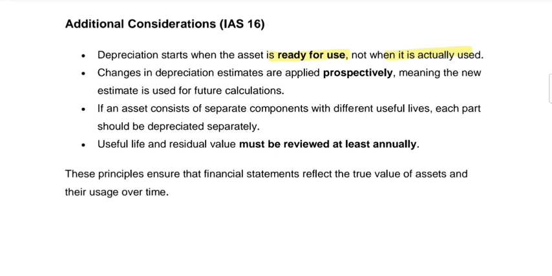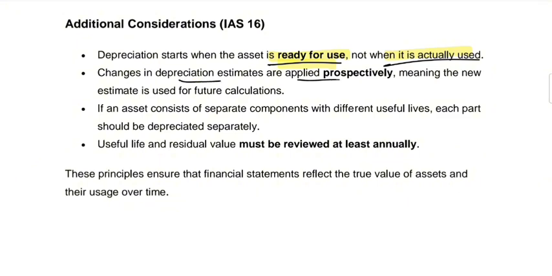But IAS 16 says that, look, even if the asset is not in use, you must start charging depreciation when the asset is ready for use. So even if the asset is not being used currently, but it is ready to be used and it is sitting in your storage facility or warehouse or wherever, you must start charging depreciation on that asset, not when it is actually used. So if I have an asset sitting in my warehouse right now, but I'm going to start using it next year, you will start charging depreciation right now, not next year.